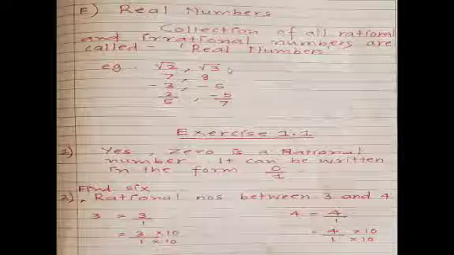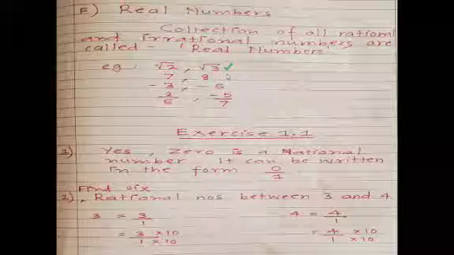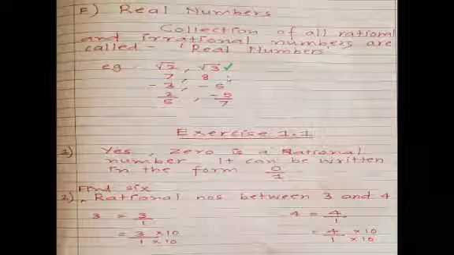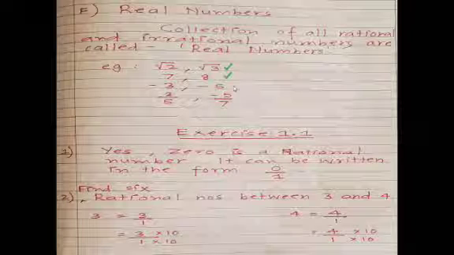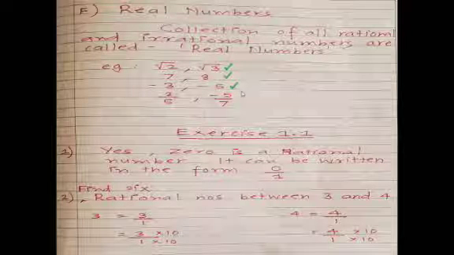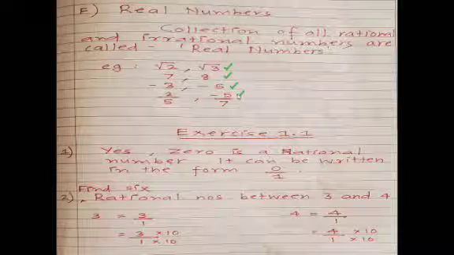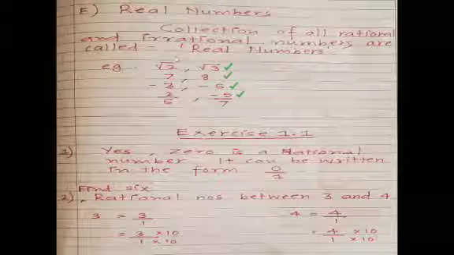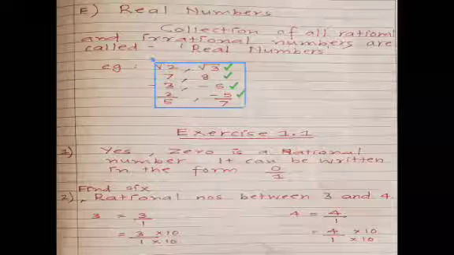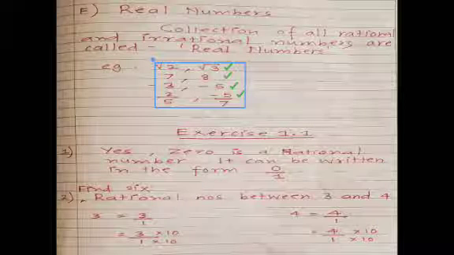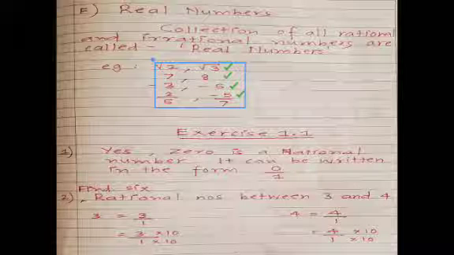But if we go and check them individually, root 2 and root 3 are basically irrational numbers. 7 and 8 are rational numbers. Minus 3 and minus 5 are rational numbers. 2 upon 5 and minus 5 upon 7 are also rational numbers. So, as you could see over here, the entire collection of rational and irrational numbers is referred to as real numbers. I hope you all have understood the classification of numbers.